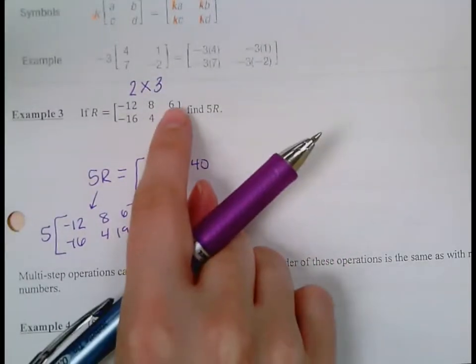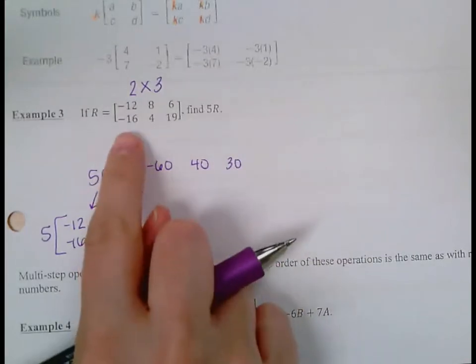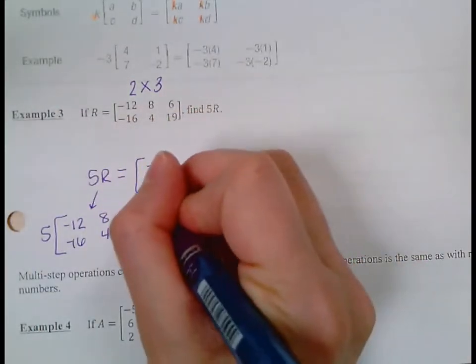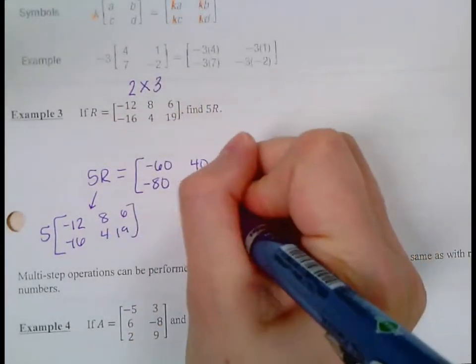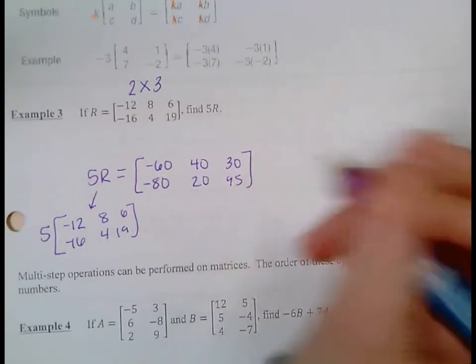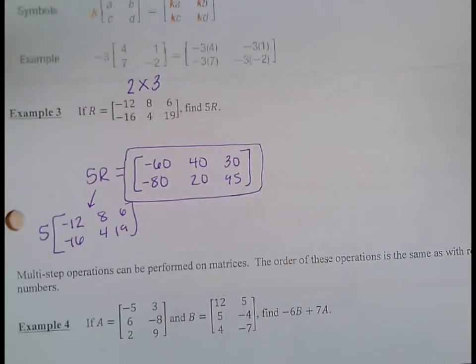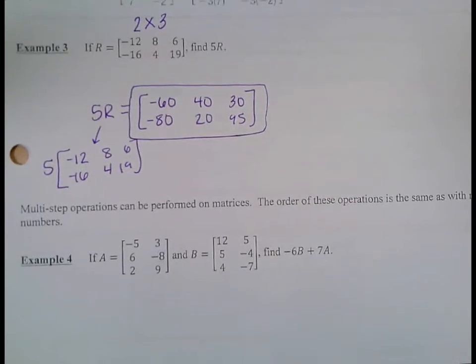And then 6 times 5 would be 30. And then in row 2, negative 16 times 5 is negative 80. 4 times 5 is 20. 19 times 5 is 95. So this matrix here would be our answer. Questions on that?